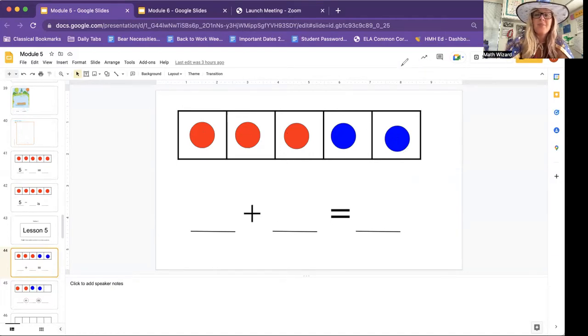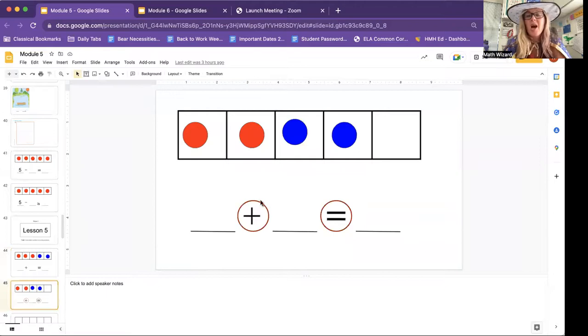All right. Now, let's try another one. I'm going to show you right here. On your math page today, you're going to have circles. And you might look at it and go, I don't know what those circles are for. Do I put numbers in? What do I do? So what you do is you put the addition sign, the plus sign, and the equal sign. Remember, equal means it is equal to. So let's see what numbers, the lines here, that's where we're going to put the numbers.